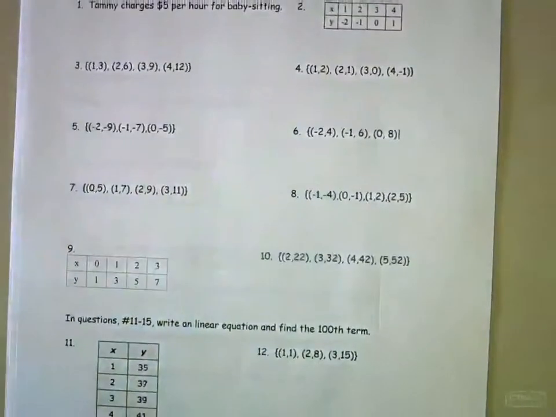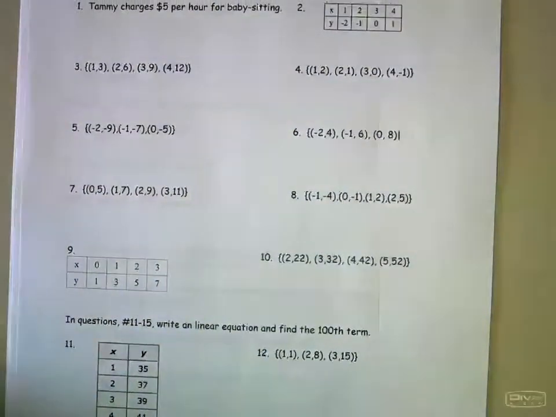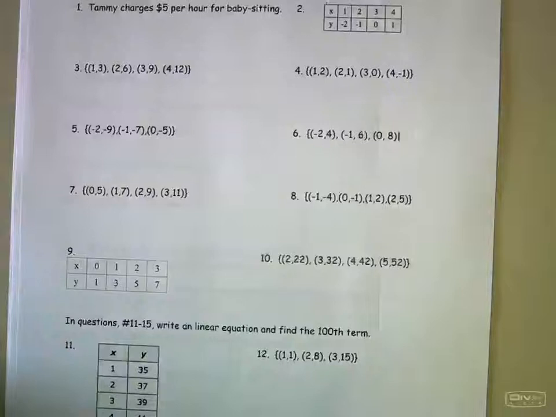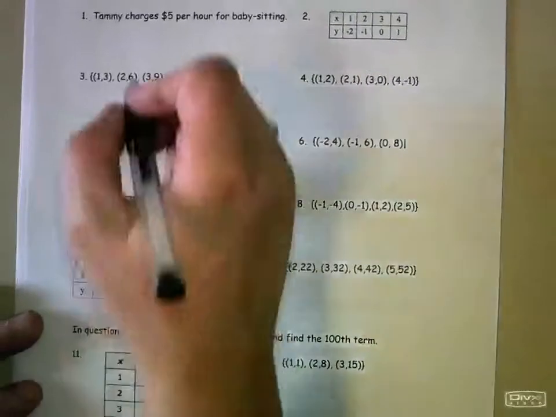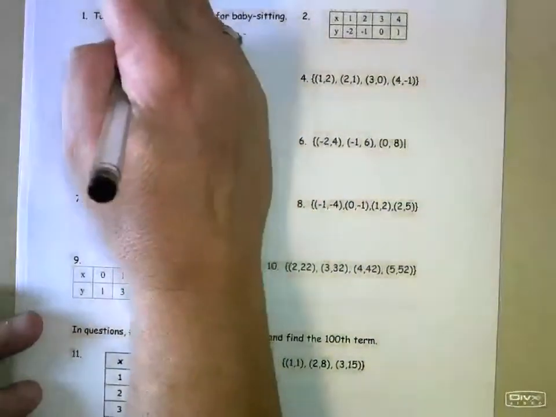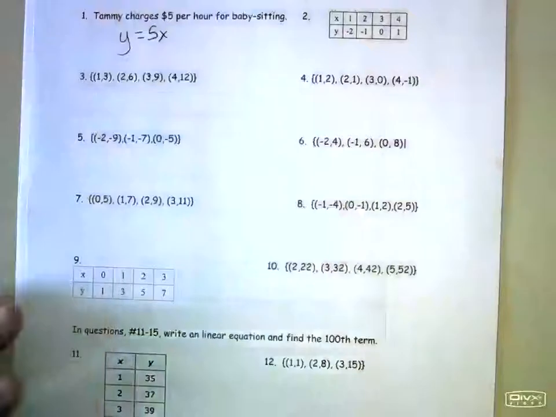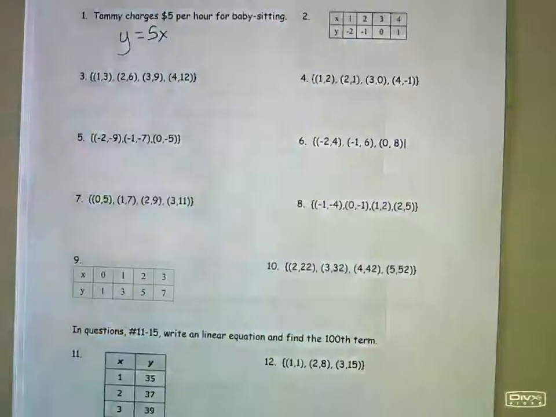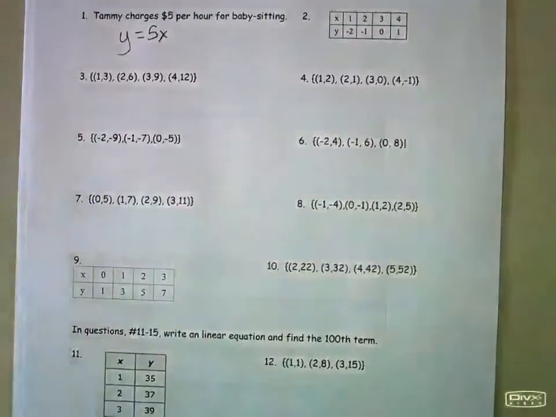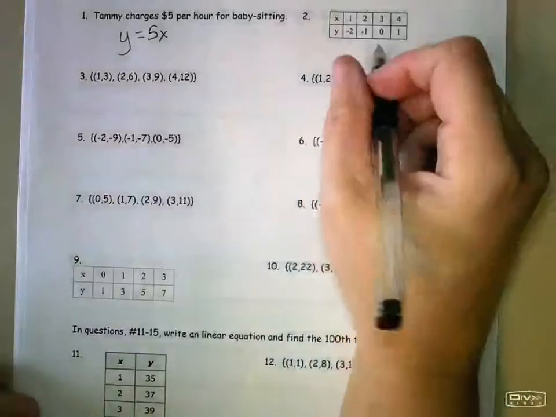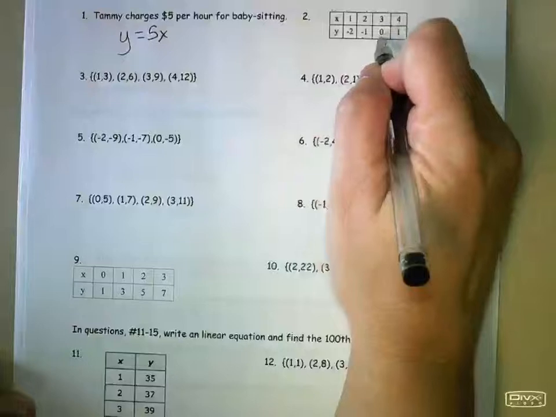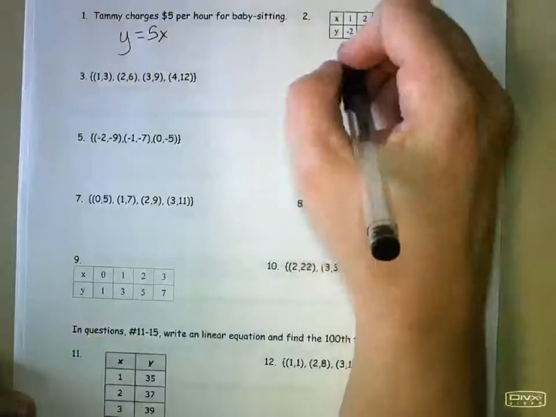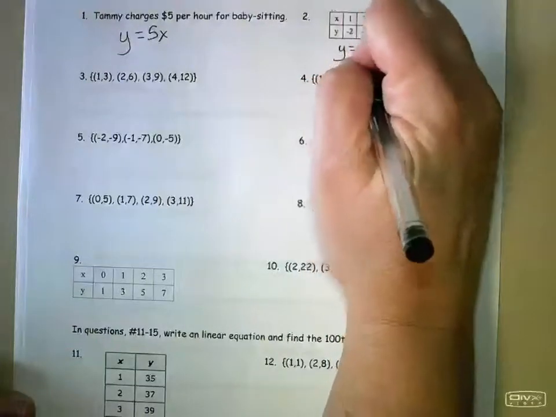Chapter 4, Section 3 is writing functions, and we are writing functions to show the relationship here. Tammy charges $5 per hour for babysitting, so that would be y equals 5x. And these next ones, you always need to start with the change in the y. So from -2 to -1 to 0 to 1, we're going up each time.